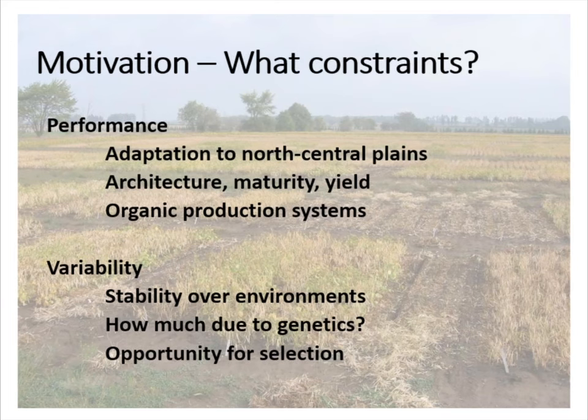So now to the slide. The performance things we're trying to look for are adaptation to North Central Plains, in my case. And these have to do with the architecture that makes it convenient to grow more of an upright bush, early maturity, good yield, and also have all of that done in organic production systems.